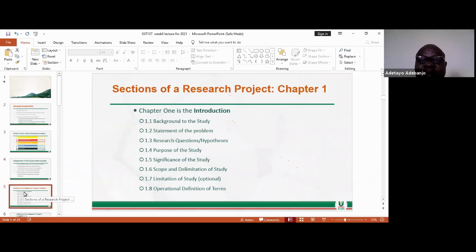Example, like I said, is the project. When you are writing a project, somebody may ask, why do I write my project? In a project, we have about five sections. Like I said the other time, in chapter 1, we have the introduction. Then other things come underneath: the background of the study, statement of the problem, the research questions or hypothesis, purpose, significance of the study, scope and limitation of the study, and operational definition.